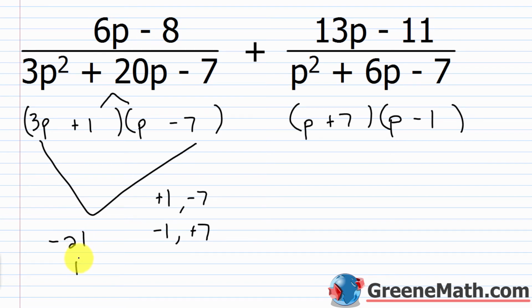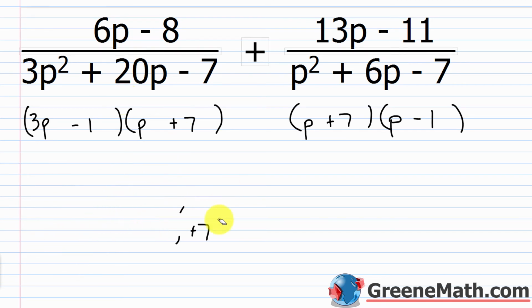Well, I want a positive 20, so all I have to do is change the signs around. Everything's in the right position. If I make this negative and this positive, I'm going to be good to go, because my outer would be 21p, 3p times 7. My inner would be negative p. Those would sum to 20p. All right, so I've got my factorizations. Now, what do they share? Well, they each share p plus 7.